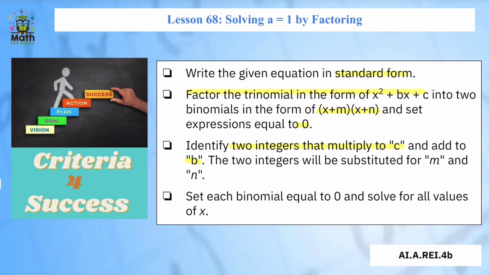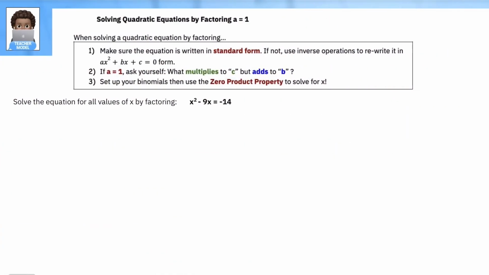So remember that from the last unit, and I know you do. And that's how we'll figure out what m and n will be. And then we're going to set each binomial equal to 0 to solve for all the values of x. All right, let's jump in and actually try this out. Yes, there are a lot of different steps here, a lot of different math, but I know we can do this.